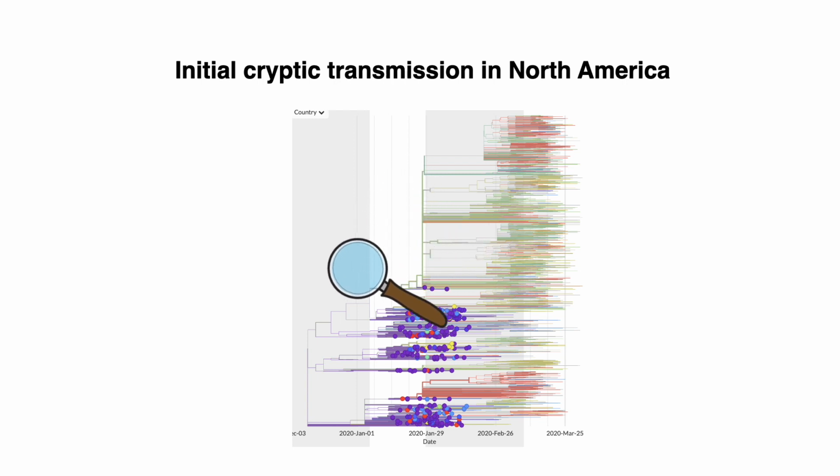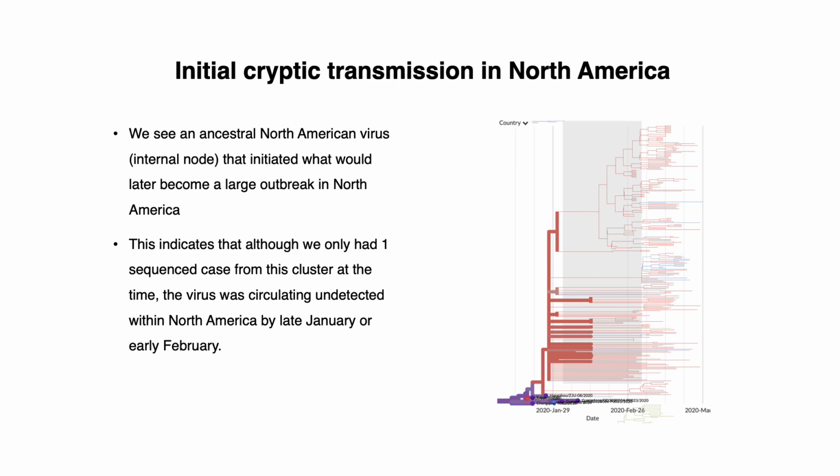When we zoom in to the bottom of the tree, looking at the internal node, we see an ancestral North American virus that initiated what would later become a large outbreak in North America. This indicates that although we only had one sequenced case from this cluster at the time, the virus was circulating undetected within North America by late January or early February.